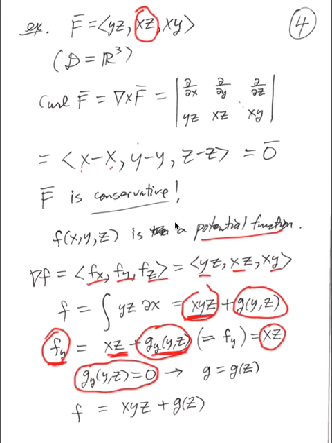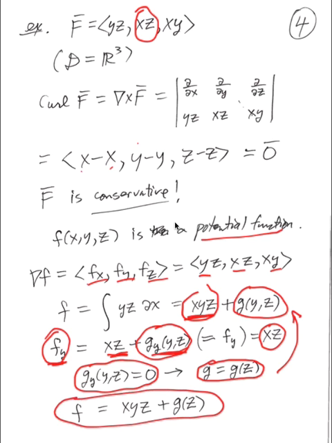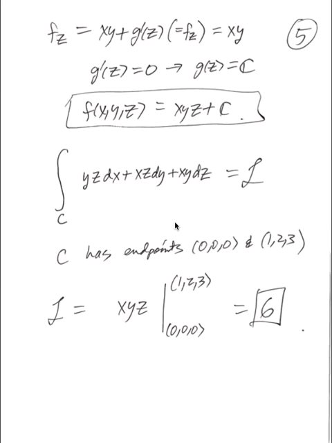Well, I could imagine integrating with respect to y. That means my leftover g here is a function of z alone. So when I combine that fact up here, I actually have that my f now looks like this: xyz plus some arbitrary function of z. Now, I need to deal with that arbitrary function of z here. All right? Well, let's see how we do that.